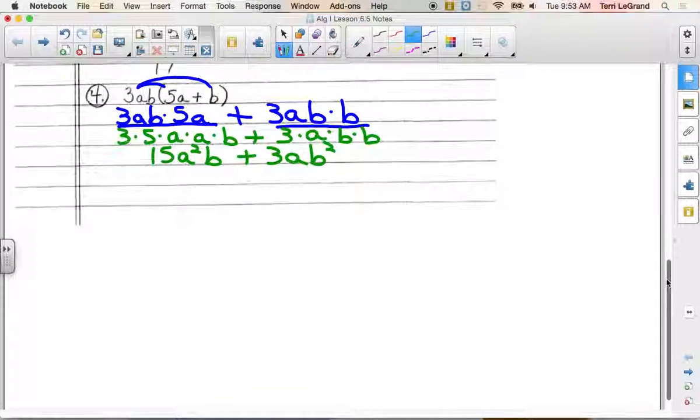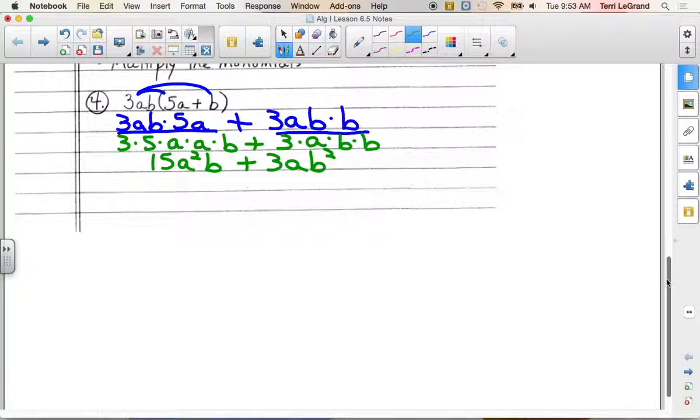Are those like terms? Can they be combined? No. Why not? They have different exponents. A squared b's are not the same as ab squares. So we can't combine those. We'd have to say this is our final answer. That's as good as it's going to get.